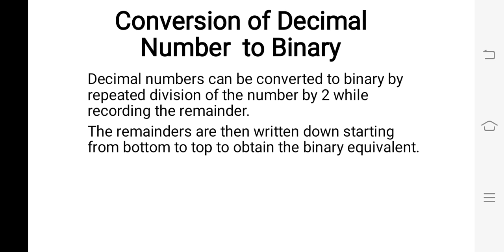Dear students, in this video we will understand how we can find the binary equivalent of any decimal number and the decimal equivalent of any binary number. First we will start with decimal to binary. For this we use the repeated division method. In this we divide the number and quotient continuously by 2 and record the remainder. After that we will write down the remainders from bottom to top. This is the binary equivalent of the decimal number.